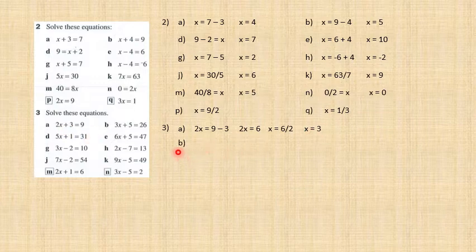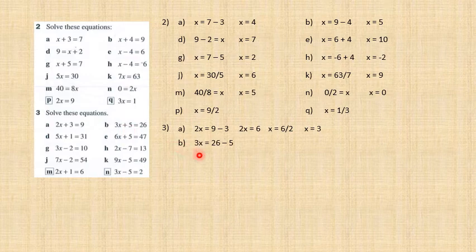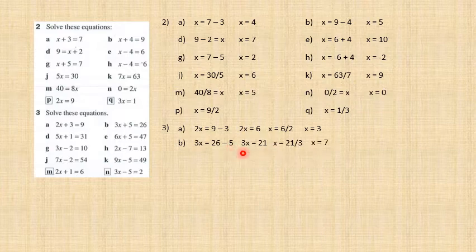Okay, in question B, I have 3x plus 5 equals 26. Again, I'm getting rid of the numbers that are furthest from x. So here it's plus 5. This is the furthest from x. I will make it minus 5. So it's going to be 3x equals 26 minus 5, which equals 21, and then divided by 3, so it's going to be equal to 7.